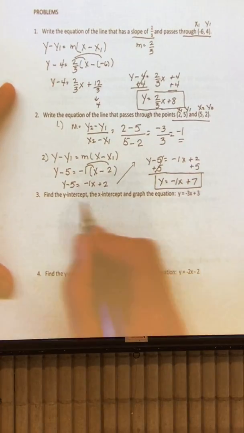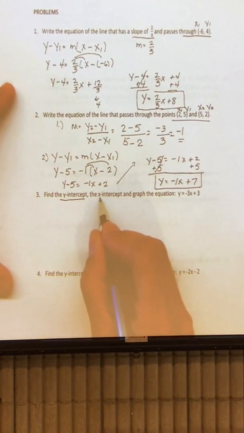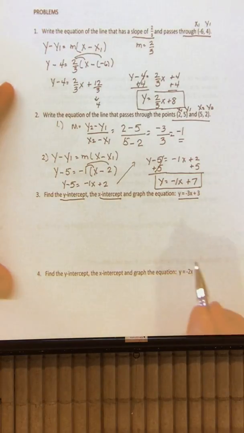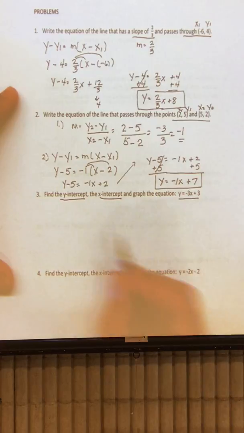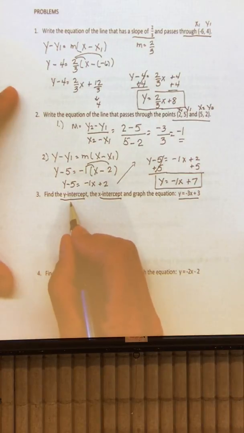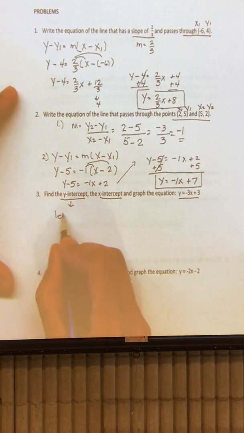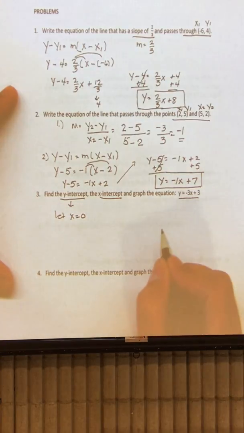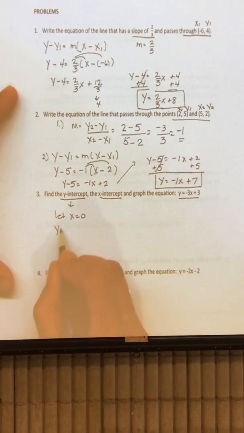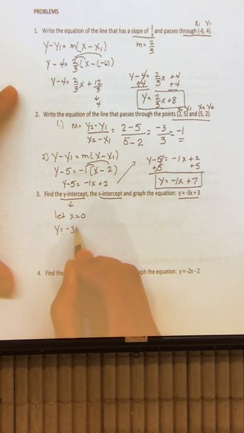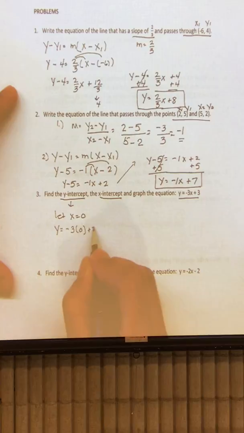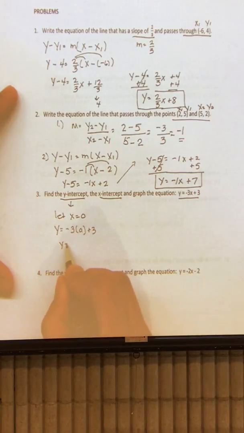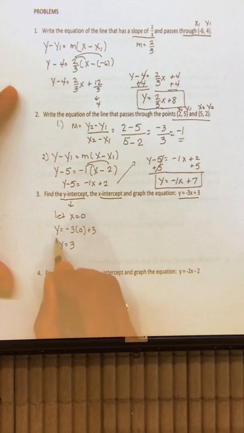Number 3, find the y-intercept and the x-intercept of the equation y equals -3x plus 3. So to find the y-intercept, we let x equal 0. So substituting 0 into the equation, you have y equals -3 times 0 plus 3. -3 times 0 is 0, so y is 3. Therefore, your y-intercept is 3.